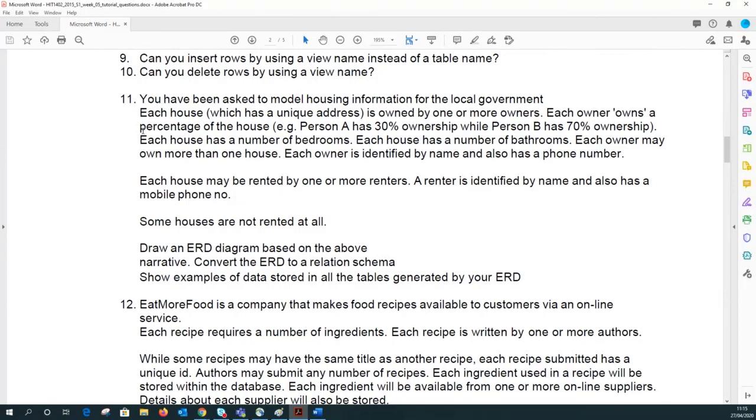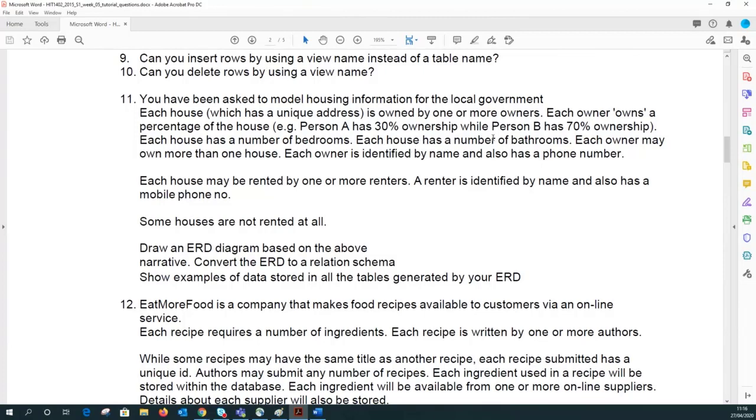You have been asked to model the housing information for the local government. Each house has a unique address, and is owned by one or more owners. Each owner owns a percentage of the house. For example, person A has 30% ownership while person B has 70% ownership. Each house has a number of bedrooms.